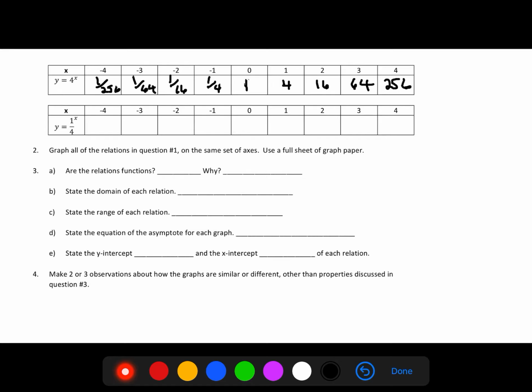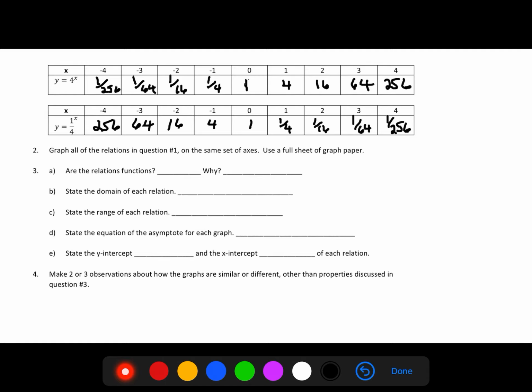1/4, 1/16, 1/64, and 1/256. Flipping it, we still have 1/4 to the 0 is 1. We have 1/4, 1/16, 1/64, 1/256. Flipping it for the negative values means we have 4, 16, 64, and 256.